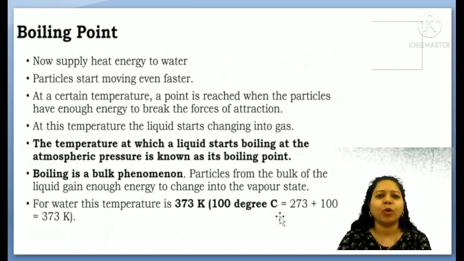Now we know that the boiling point of water is 100 degrees Celsius. If we want to measure it in Kelvin, we need to add 273 to that, and we get 373 Kelvin.